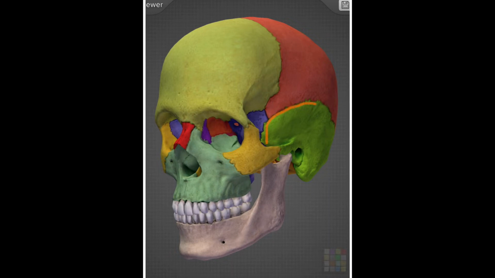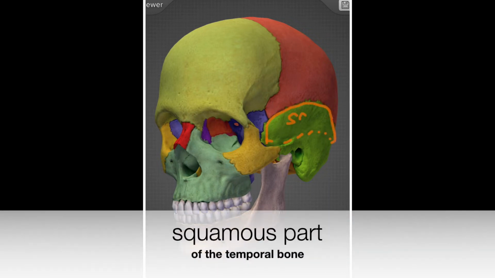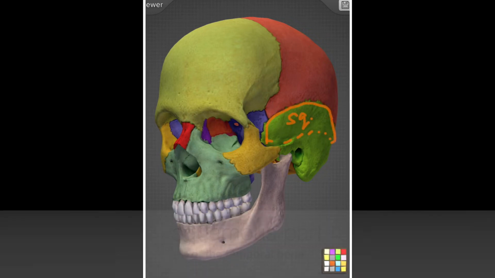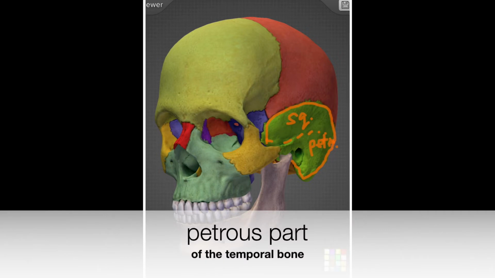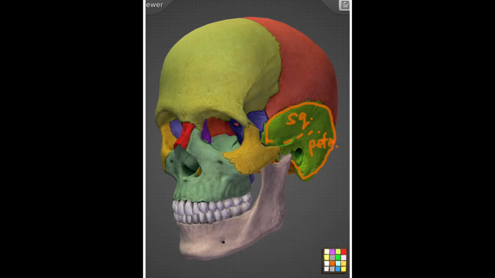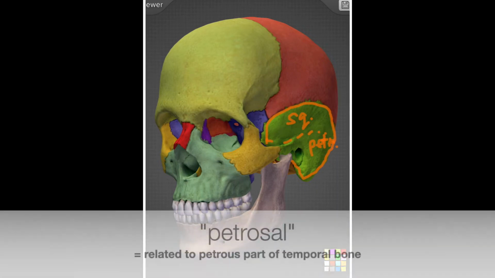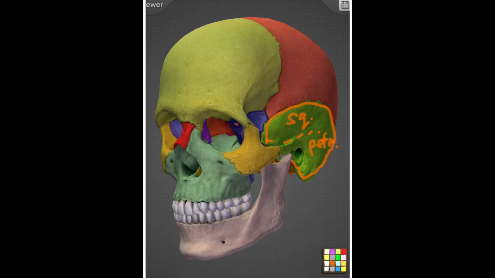This flat part is the squamous part of the temporal bone, squamous meaning flat. Most of the remainder is rocky or stone-like, and that's the petrous part of the temporal bone. Petrous means like a rock or stone, hence we have words like petrify, which means to turn to stone, and petroleum, which is the oil that comes from rock. Structures related to the petrous part of the temporal bone are called petrosal, and they're not very important structures, but you may come across them, and that's the reason why they have that name.